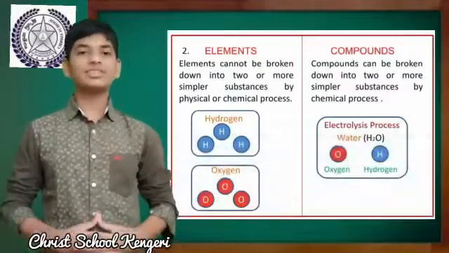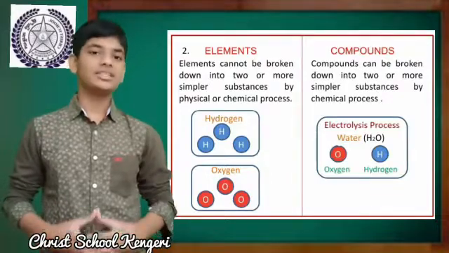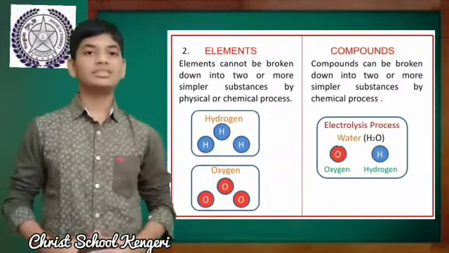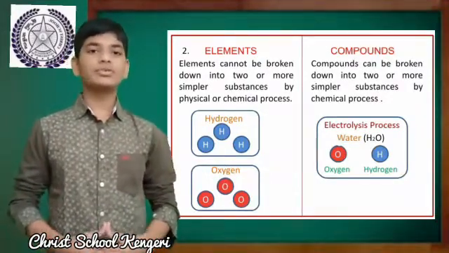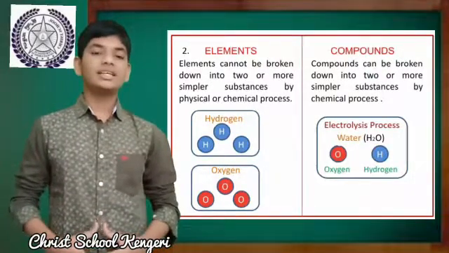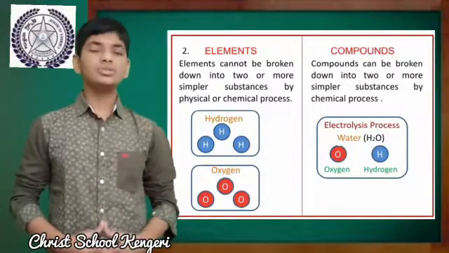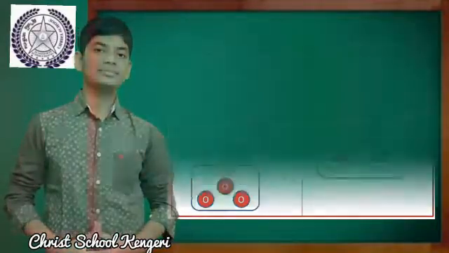Elements cannot be broken down into two or more simpler substances by any physical or chemical process. Example, hydrogen and oxygen. Whereas compounds can be broken down into two or more simpler substances by chemical process. Example, water. Water can be broken down into hydrogen and oxygen through a process called electrolysis.